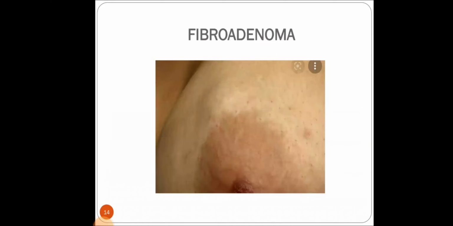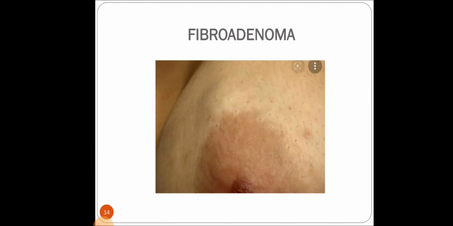Next is fibroadenoma. Fibroadenoma, adenoma means it is a benign tumor of epithelial origin and it is derived from glandular tissue. And from the name, we have to understand that it is a new growth composed of both fibrous and glandular tissue. So that is fibroadenoma. What happens is there will be hyperplasia of a single lobule of breast. That is what is happening in this condition.